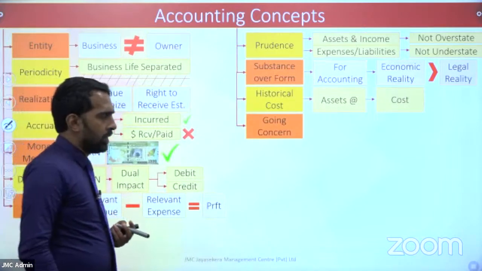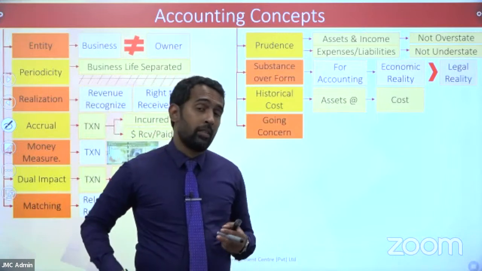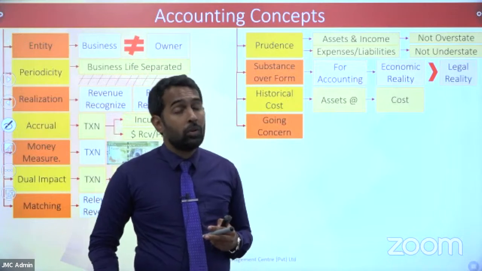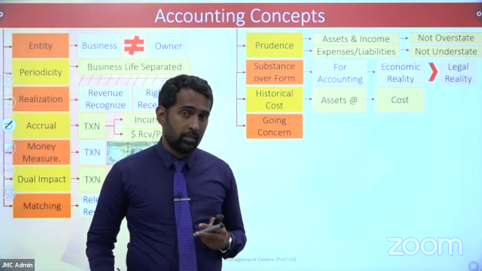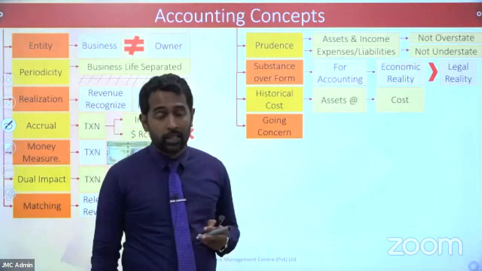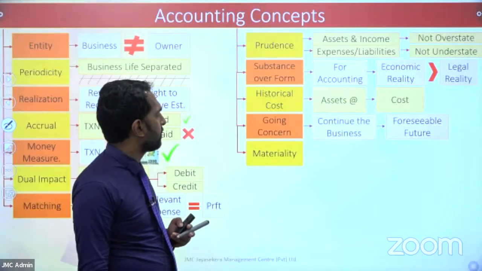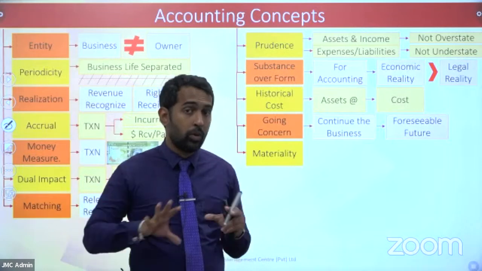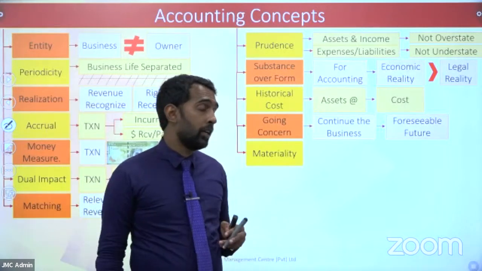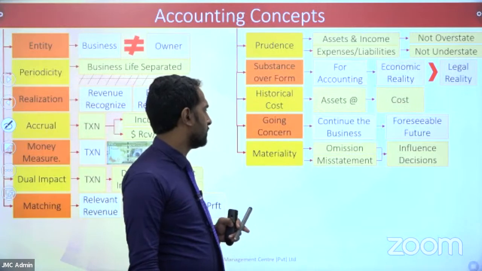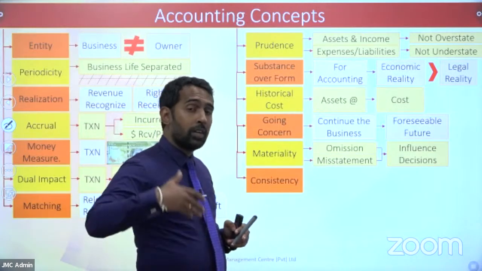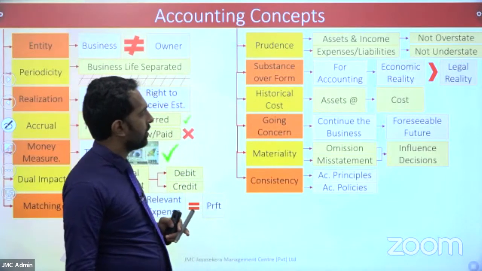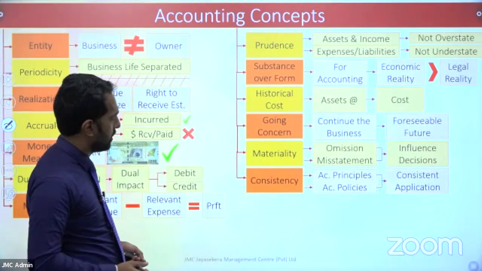Going concern. In accounting, we have a basic assumption that we are going to continue the business for a foreseeable future period. We don't intend to liquidate or curtail our operations materially. That is why we separate the assets and liabilities as current and non-current. Materiality, an omission or a misstatement, if it can influence a decision, it's material. So we have to always show the material information to the financial statement users. Consistency. So all our accounting policies, our accounting practices, we have to apply them consistently, right? We have to do a consistent application.